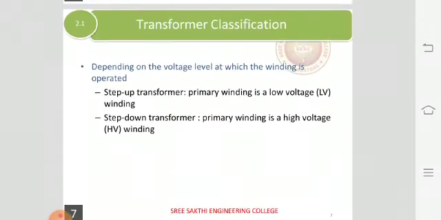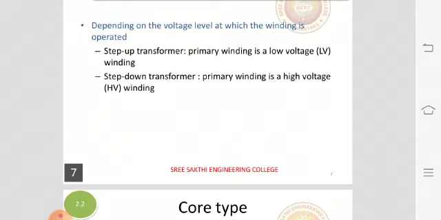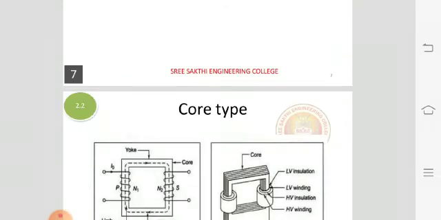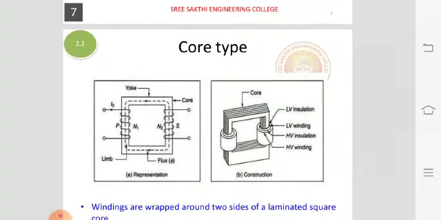So step up is used in electrical and electronics, and step down is used in electronics and communication because we are dealing with 12 volt to 15 volt. So different types of transformer, one of the type is core type and another one is shell type. So here we will see the core type.